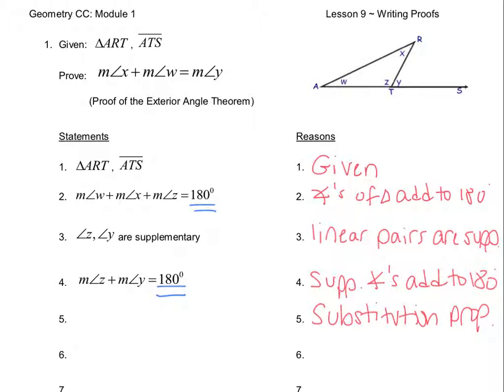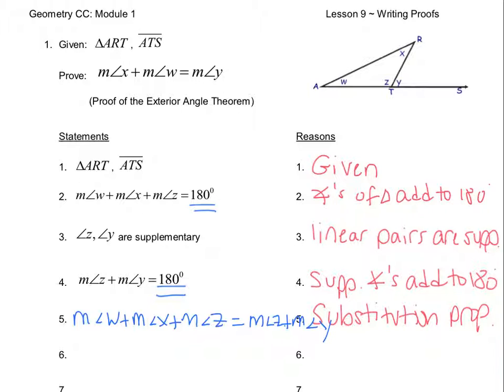So in the next line, I'm going to take measure of angle W plus the measure of angle X plus the measure of angle Z. I'm going to have to squish this in here a little bit. Equals the measure of angle Z plus the measure of angle Y. I'm going to move this over. It's not letting me erase the substitution. Alright, it's a little bit squished, but I think we can see it.